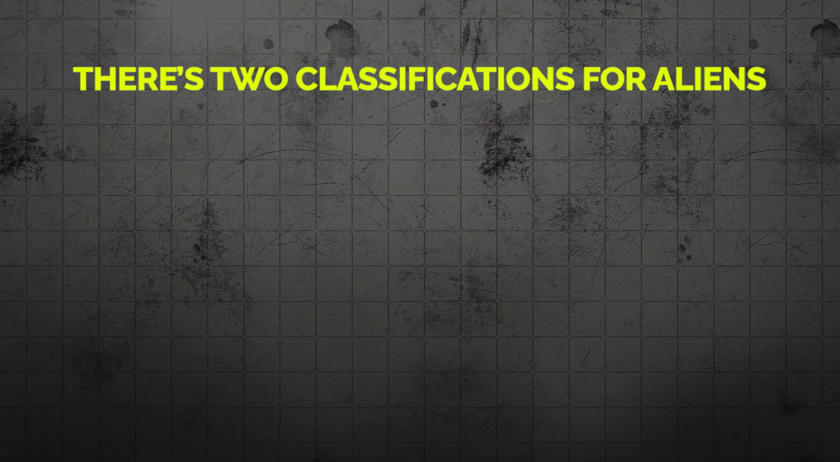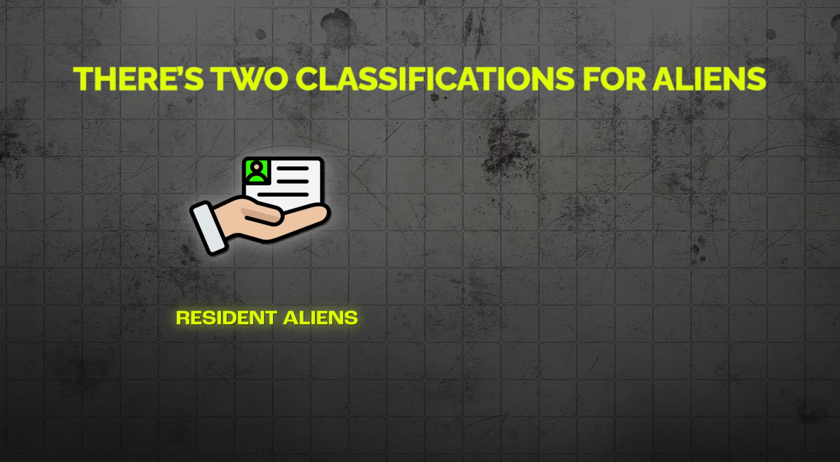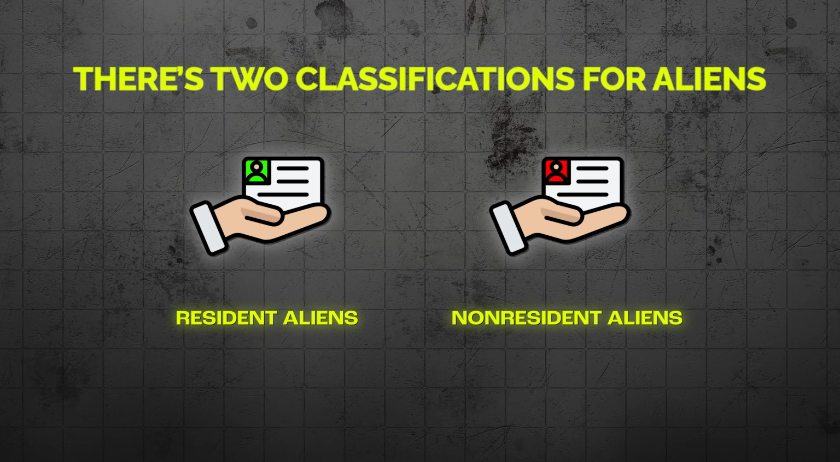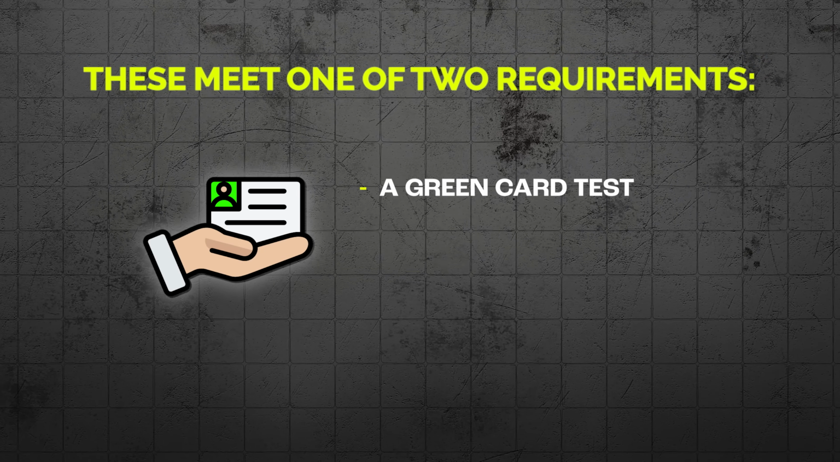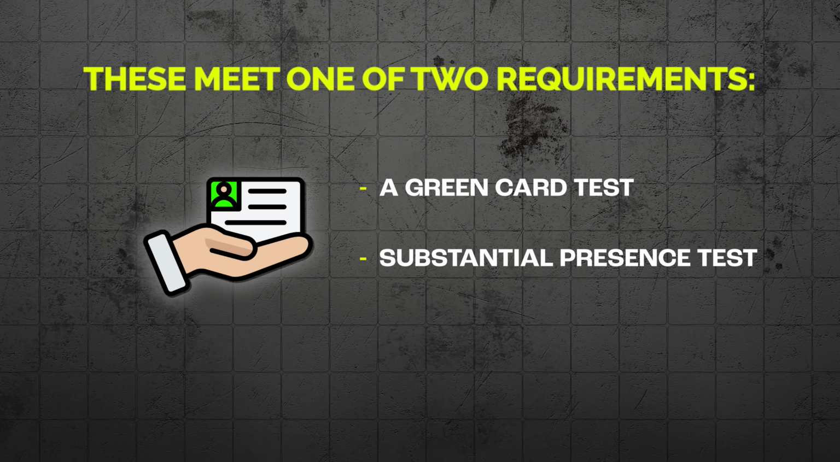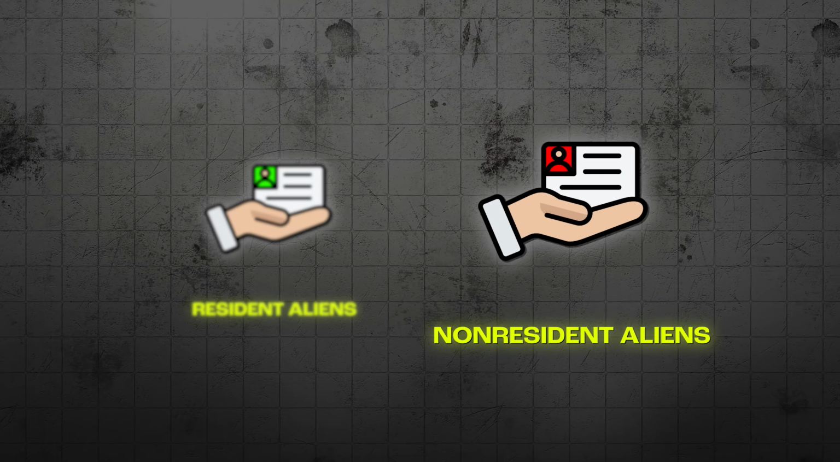Now, there's 2 classifications for aliens. There's resident aliens and non-resident aliens. Resident aliens meet one of the 2 requirements, either a green card test or a substantial presence test. So if you don't meet either of those 2, then you are a non-resident alien. But the good thing is both can form LLCs in the United States, but you have to file separate forms, so it is important to know which one you are.